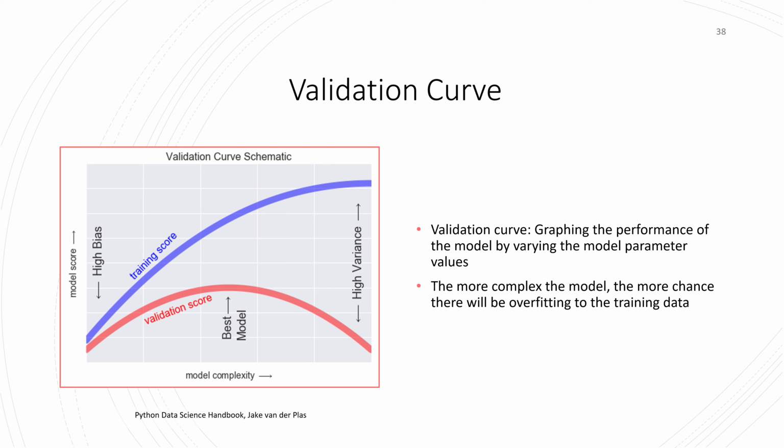Validation curve, we have already seen this. So we have model complexity on the x-axis and the model score on the y-axis. As we increase the model complexity, the training score will increase. The validation score will increase up to a point, and then it will start decreasing after that. Okay, so by both of these curves, we can detect whether our model is suffering from high variance or suffering from high bias.